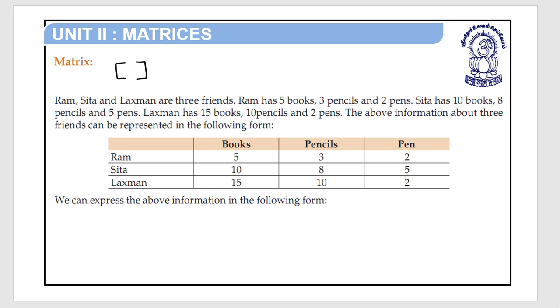Here one example is given. Ram, Sita and Lakshman are three friends. Ram has 5 books, 3 pencils and 2 pens. Sita has 10 books, 8 pencils and 5 pens. Lakshman has 15 books, 10 pencils and 2 pens. The above information about 3 friends can be represented in the following form.